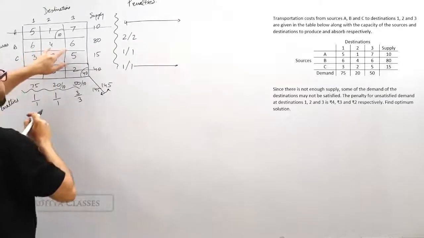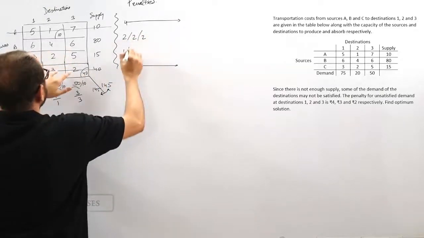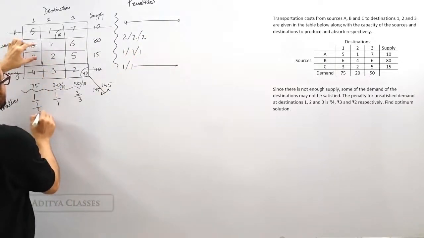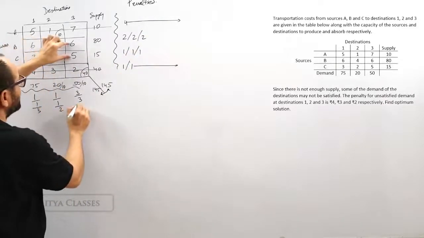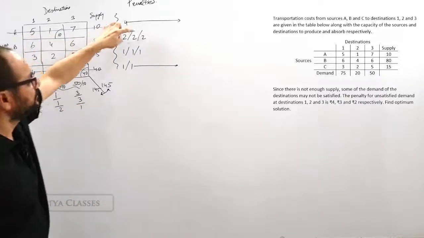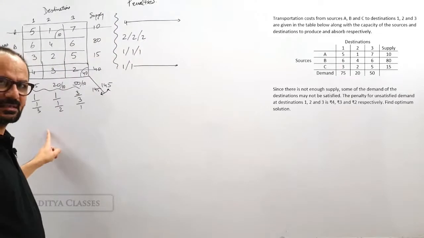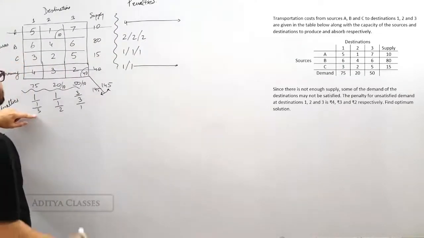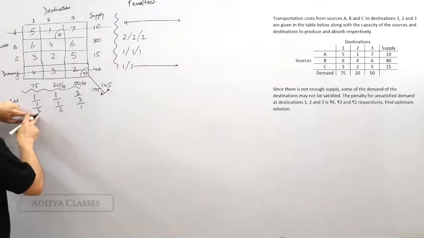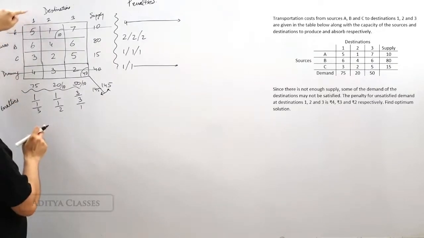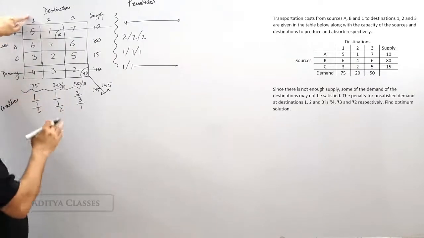We are left with 4 and 6, a penalty of 2, 2 and 3, a penalty of 1, 3 and 6, a penalty of 3, 2 and 4, a penalty of 2, 5 and 6, a penalty of 1. So we see the penalties are 2, 1, 3, 2, 1. 3 is the largest one. Let me go with 3. Who is facing this penalty of 3? Destination 1.